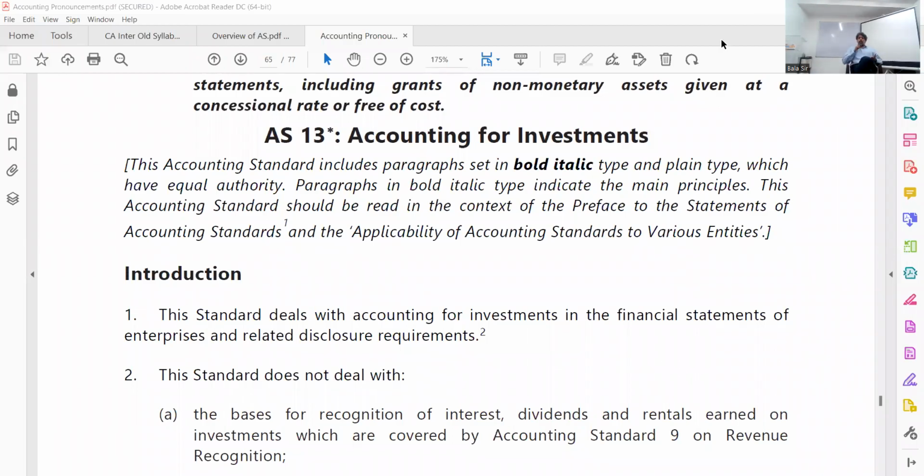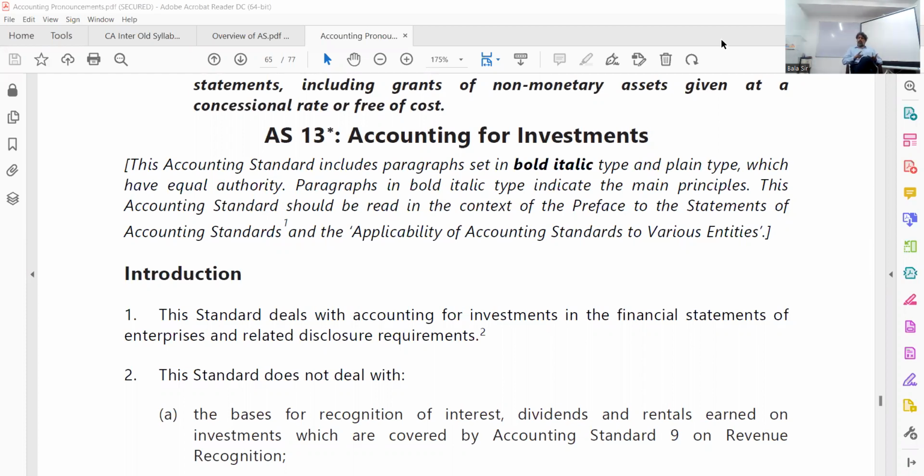Okay, so guys, we're going to start with the next accounting standard. And the best part of this standard is you have a 5-mark question from this topic, accounting standard 13 on accounting for investment. And also you have a chapter on investment accounts, that is chapter 9 in your study material. That will come for another 10 marks.